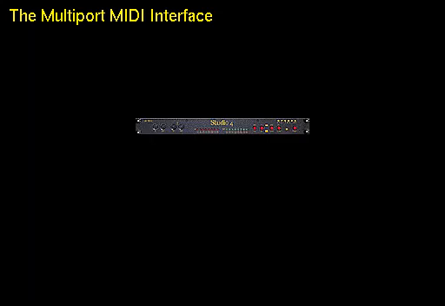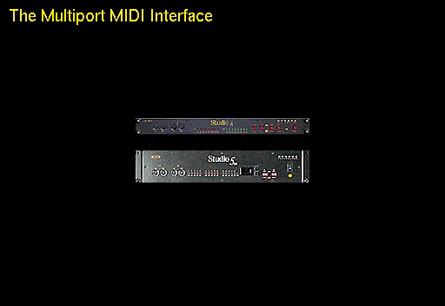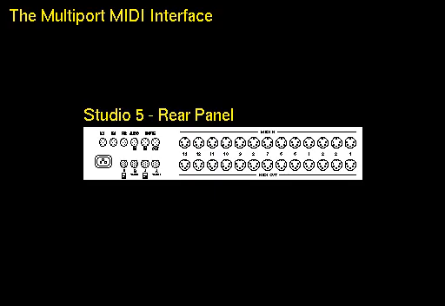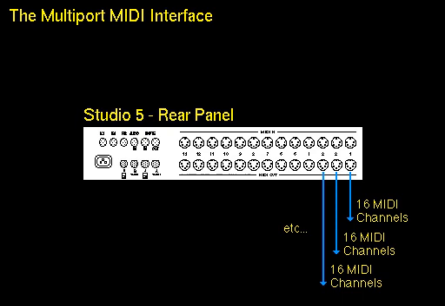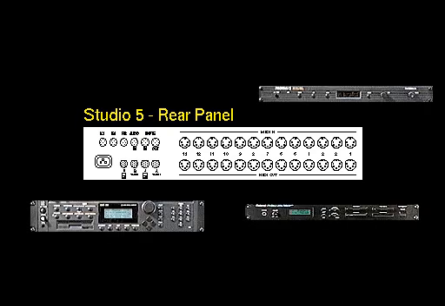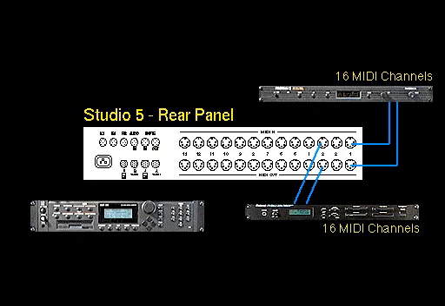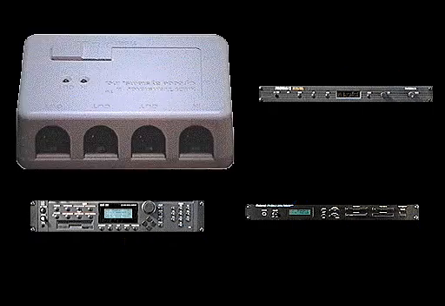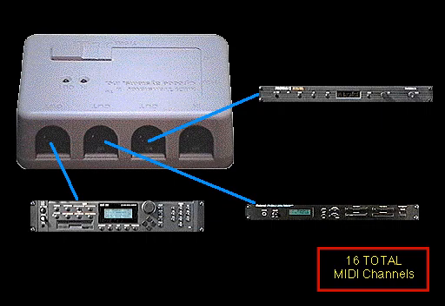On the other hand, multi-port interfaces such as the Studio 4 or Studio 5 break the 16-channel barrier. In these interfaces, each MIDI input-output pair on the interface can access 16 individual and separate channels. So in this example, the Proteus 2 can communicate on all 16 of its MIDI channels. Also, the R8M can use all 16 of its channels, as can the ESI32. Compare this to a standard MIDI interface which allows only 16 total MIDI channels.